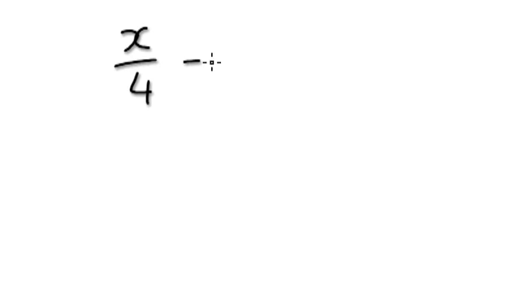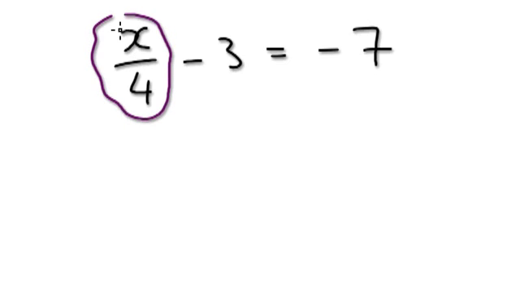Let's give you the next one here: x over 4 minus 3 equals minus 7. Imagine that this is stuck in a bubble here. Kill off the 3, and then sort out the bubble later on. So press pause and have a go.